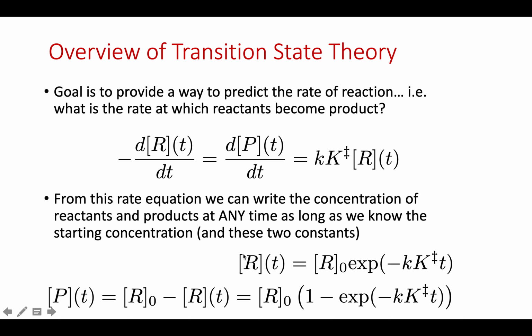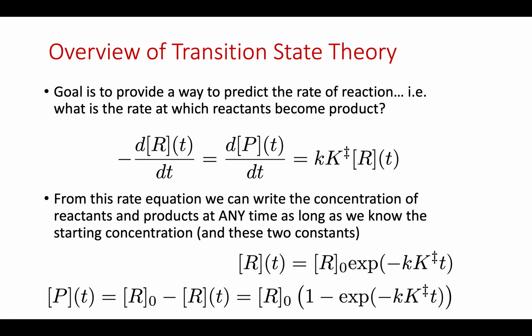Okay. And then similarly, because we know the relationship between reactants and products is 1-to-1 by our stoichiometry, we can say that the product concentration as a function of time is nothing more than the initial reactant concentration minus the amount of reactants that have been consumed. And so this can be rewritten in terms of the initial reactant concentration. So it's just the initial reactant concentration multiplied by 1 minus this exponential. Okay, and the important thing is that we can control the reactant concentration, right? That's something that is within our ability to control in the laboratory.